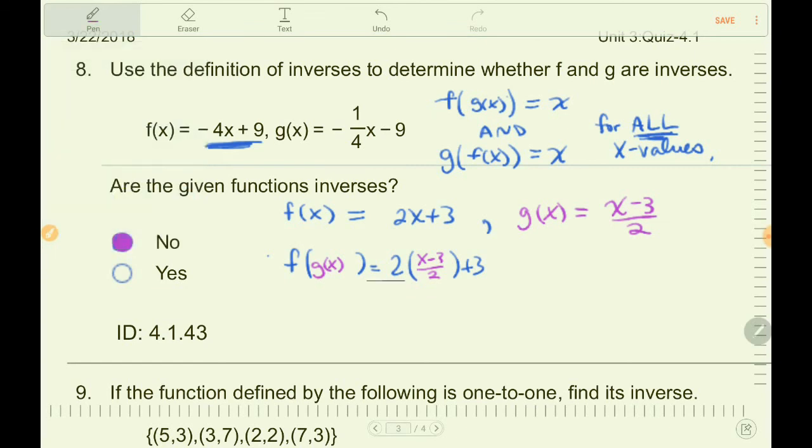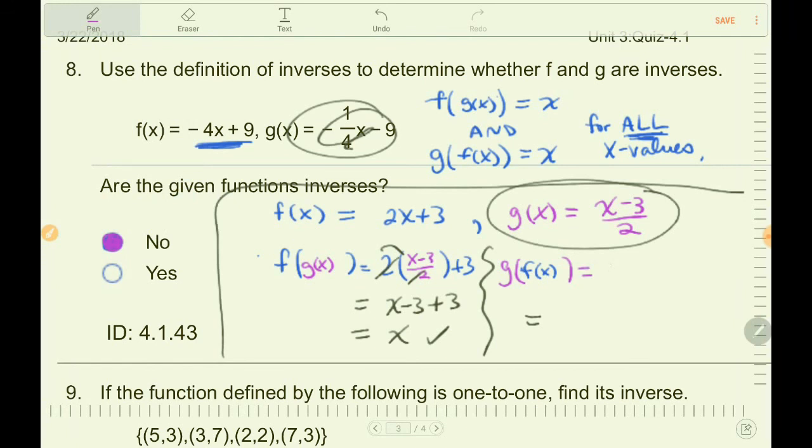Okay, so what's going to happen here? The 2 distributes, or actually let's just cancel it out with this one. And then we have x minus 3 plus 3, which is x. So it worked so far, but we also have to check the other direction now.